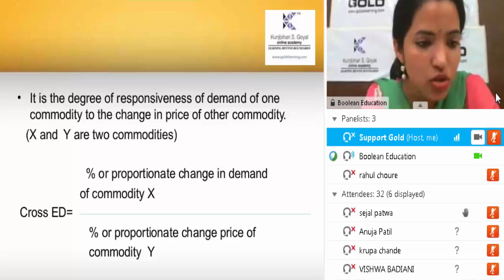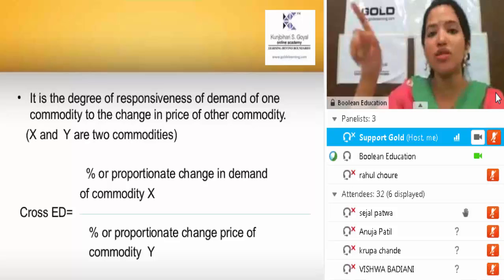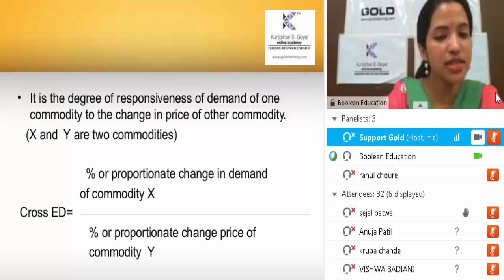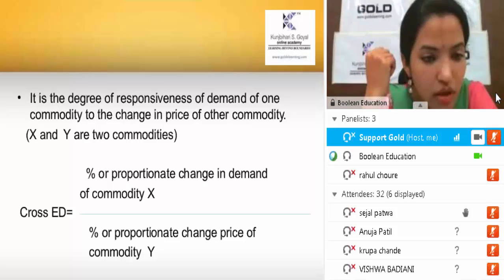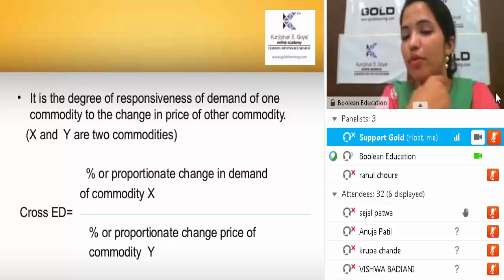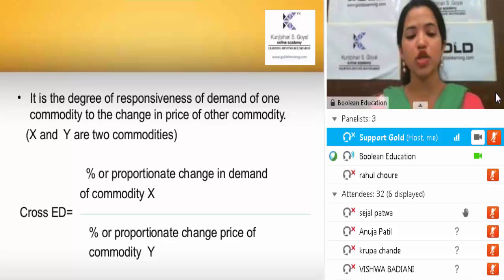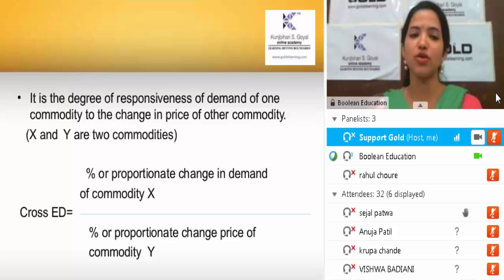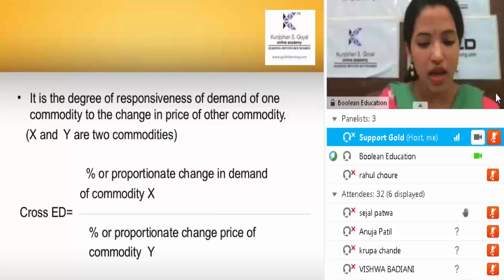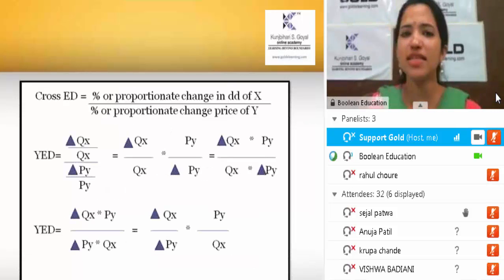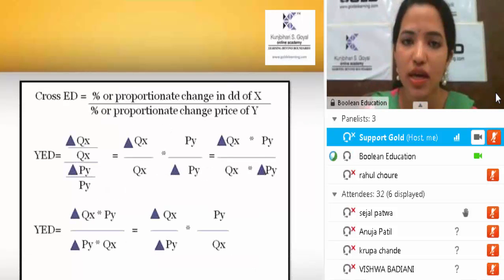तो क्रॉस इलास्टिक, कैन यू सी क्रॉस, हमने कहा है, क्रॉस मतलब क्या? इसका प्राइस और उसका डिमांड. फॉर्मूला देखिए, परसेंटेज ऑफ प्रोपोर्शनेट चेंज इन डिमांड ऑफ कमोडिटी X divided by परसेंटेज ऑफ प्रोपोर्शनेट चेंज इन प्राइस ऑफ कमोडिटी Y. लेट्स गो अहेड, एग्जैक्टली सेम वी हैव डन, इसमें हमने कुछ अलग नहीं किया है.